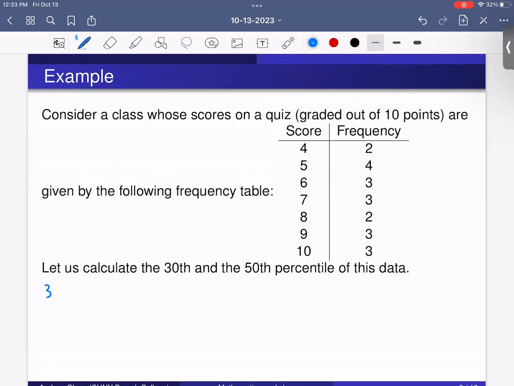Okay, so the 30th percentile. Well, first we need to calculate n. Remember, n is the total number of data points.